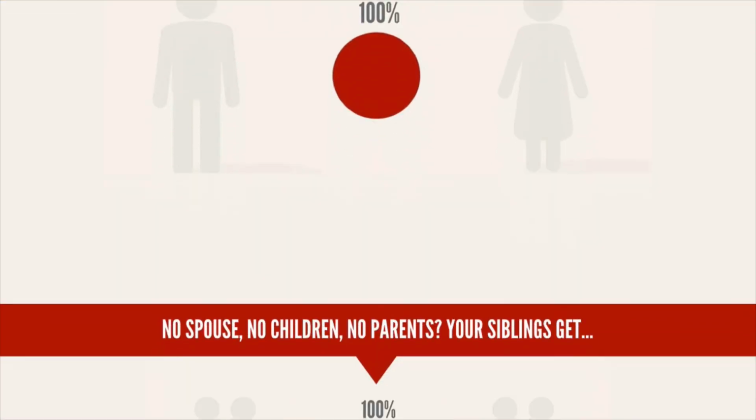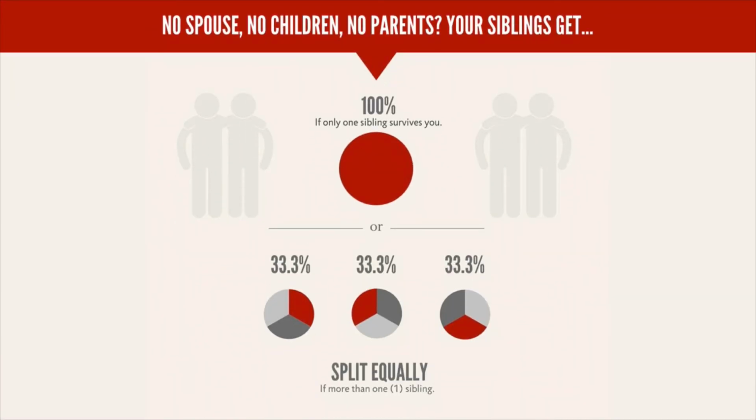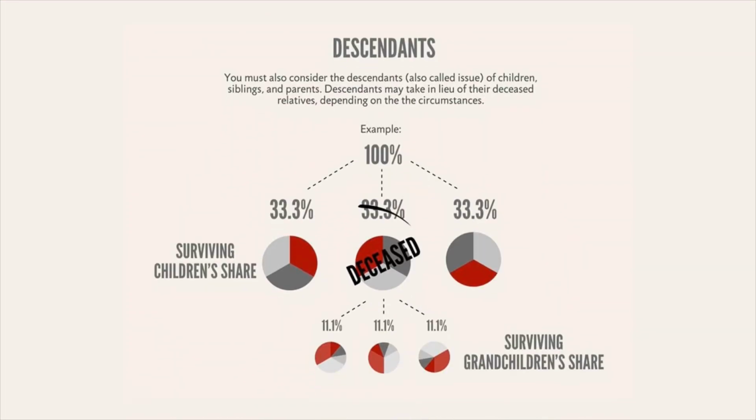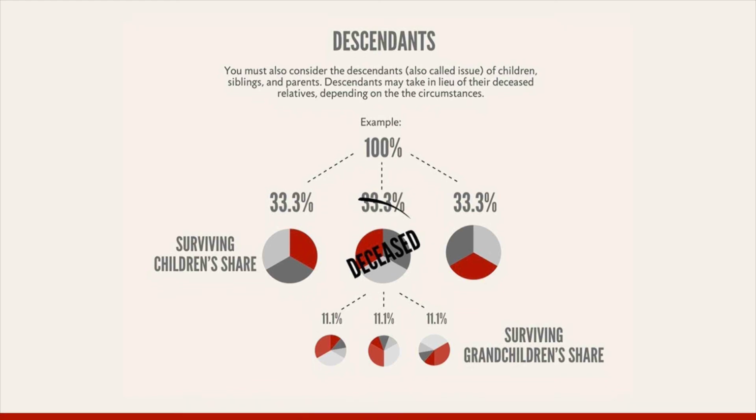And if you're not married, no children, no surviving parents, then your property would go to your brothers and sisters if you have any. And if you don't have any of the relatives above, then next in line would be your grandparents, aunts, uncles, and on down the line. One thing I haven't mentioned is that the laws also take into consideration surviving children of your relatives. For example, if you had 3 children and one died before you but left 3 grandchildren, those grandchildren would take the deceased child's share.